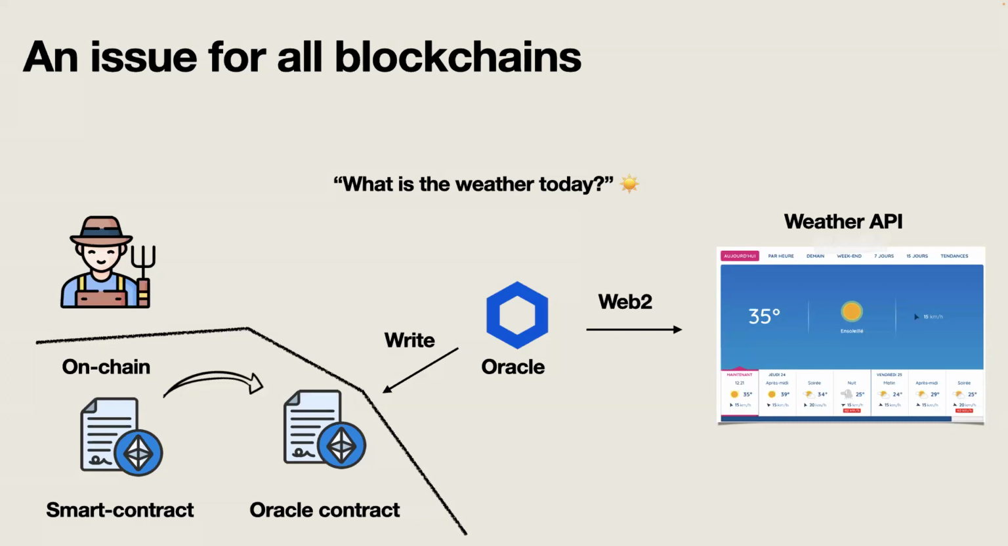So what we do at the moment is use an oracle, for example, Chainlink. Chainlink is going to be the intermediary between the smart contract and the Web2 world. Chainlink will query the weather API and write into a new smart contract on Ethereum, the oracle contract. Then the original smart contract on the left is going to query this oracle contract and receive the information.